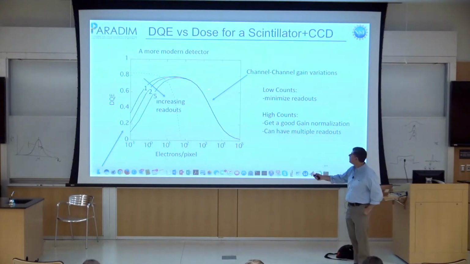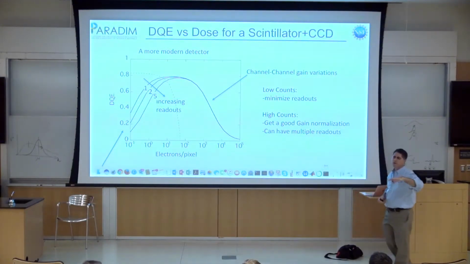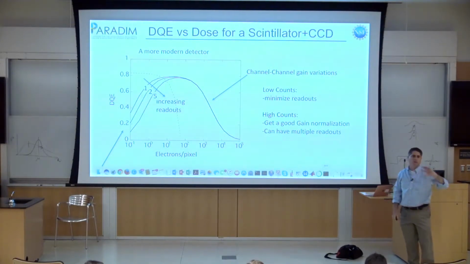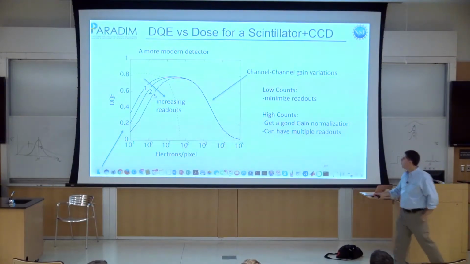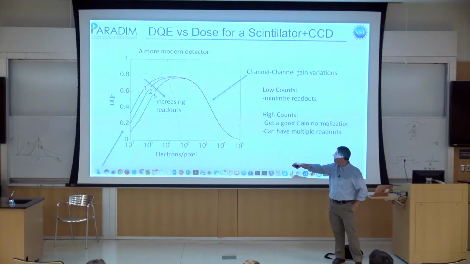And then over here, what's happening is each pixel, the scintillator has variations, the CCD has variations. There are channel-to-channel gain variations, and eventually those dominate because you can't correct for them perfectly. And so now the DQE falls off at ridiculously high rates. What I really should have marked in over here is that the detector is probably totally saturated. So you're not going to be upset that that's down there because you've already burned a hole in the scintillator by the time you did that.